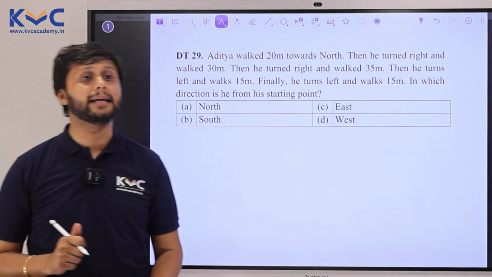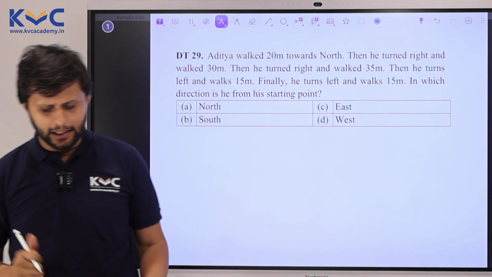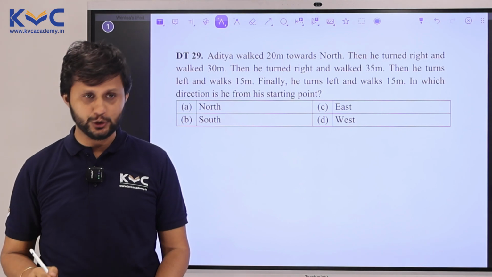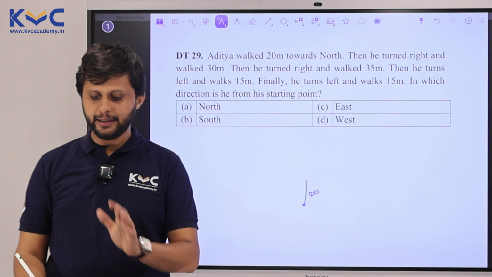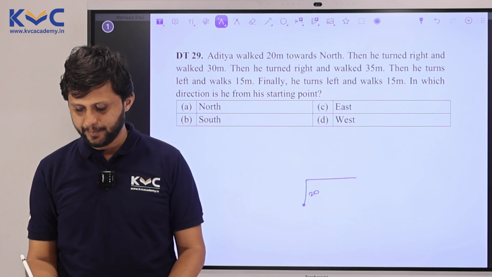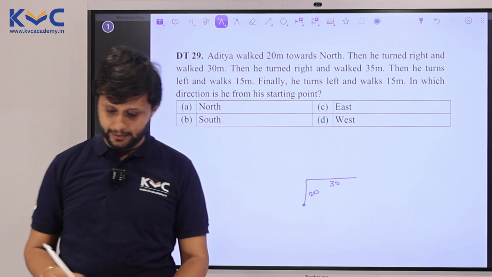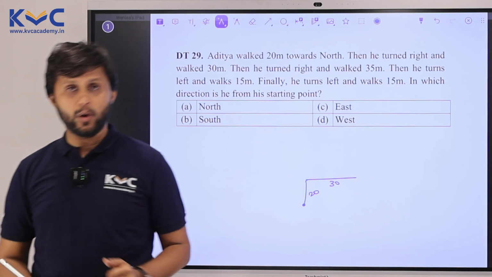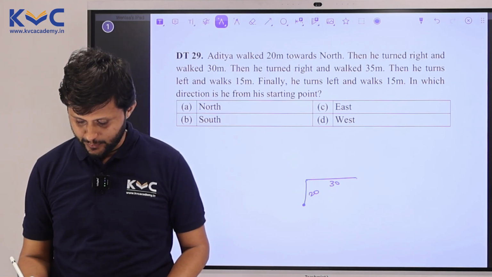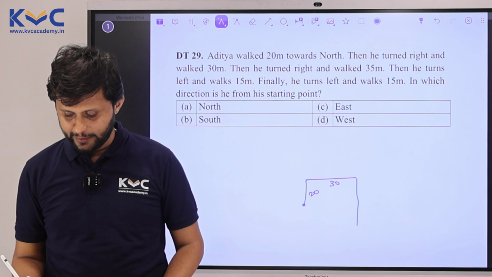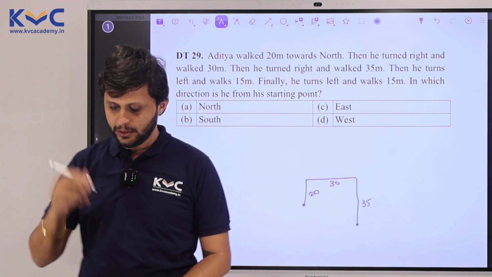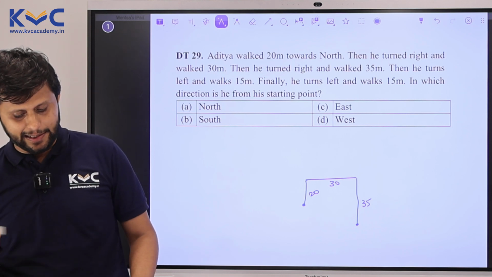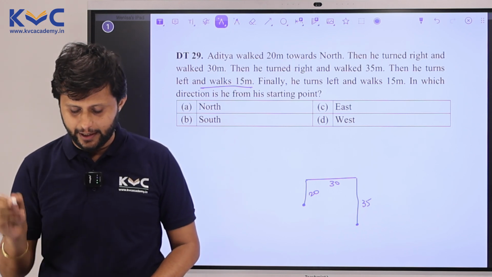Question number 29. Aditya walked 20 meters to north. Okay, 20. Then he turned right and walked 30. Done. He turned right and walked 35. If this was 20, this should be 35. Okay, he walked right, that means he's going down. Then he turns to his left and walks 15, till you're done.